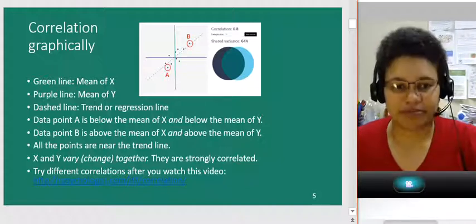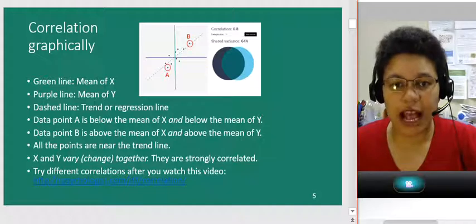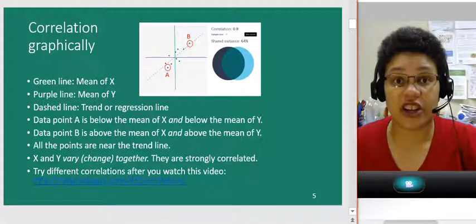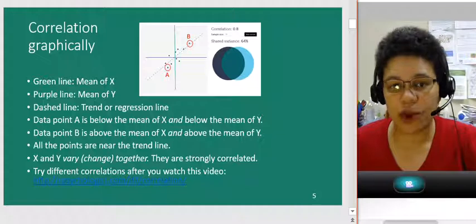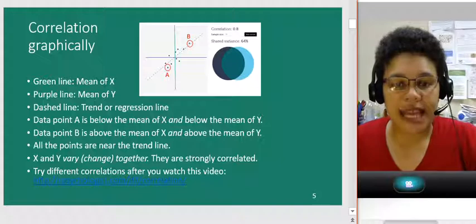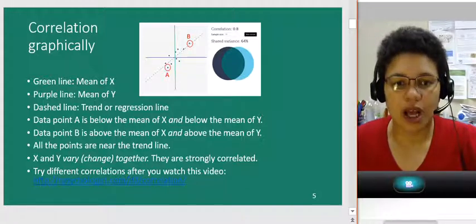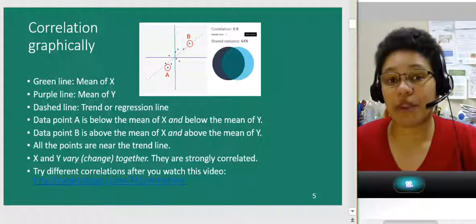Okay, so data point A is below the mean of X, or how much meat, and below the mean of Y, or how hard their heart has to work. You see that? Data point A is below the purple line and to the left of the green line. Data point B is above the mean of X and above the mean of Y. And so you see how it's to the right of the green line and above the purple line.